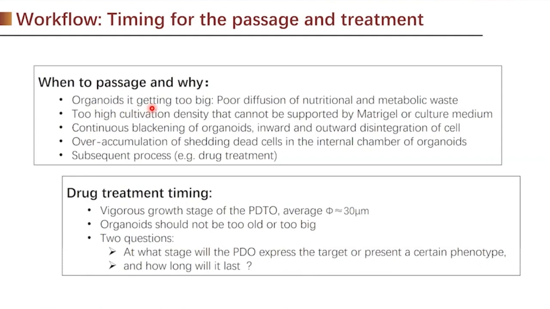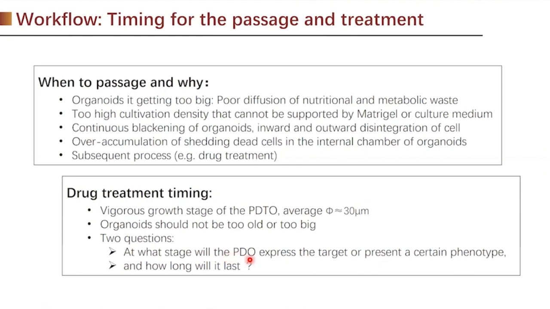You need to passage when organoids get too big, the cultivation density is too high, the organoids continuously blacken, or dead cells shed and accumulate in the internal chamber of the organoids. And for drug treatment timing, I will choose when the PDTO has an average diameter of 30 micrometers. It means the PDTO is growing vigorously.